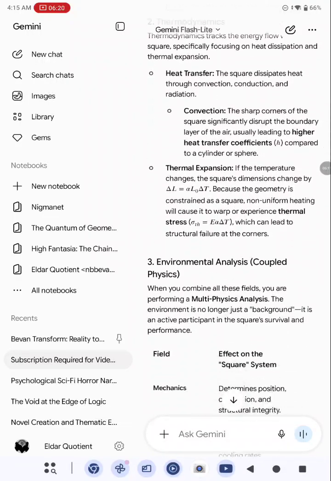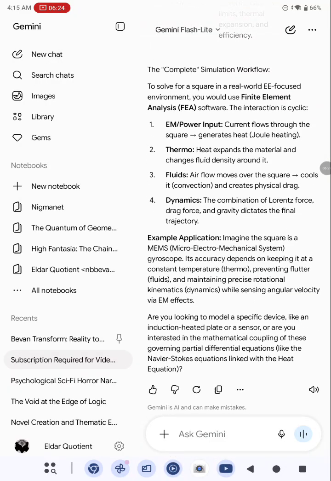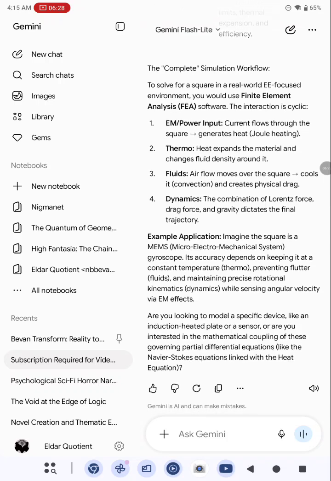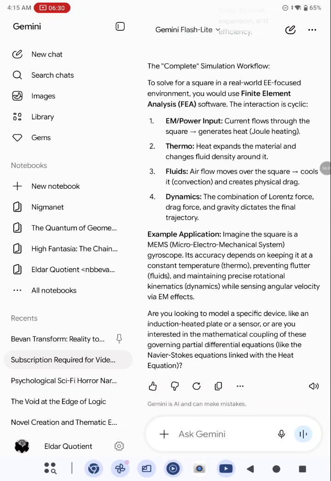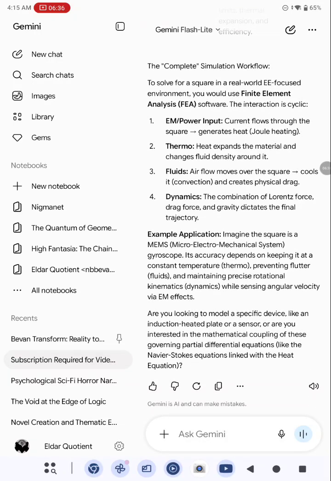So it's what you want to do. You have EM, power input, thermo, fluids, dynamics. Like an example application, imagine the square is a MEMS micro electromechanical system gyroscope.